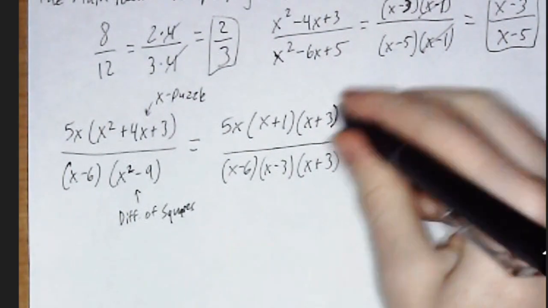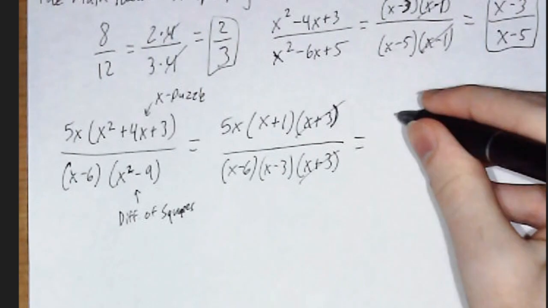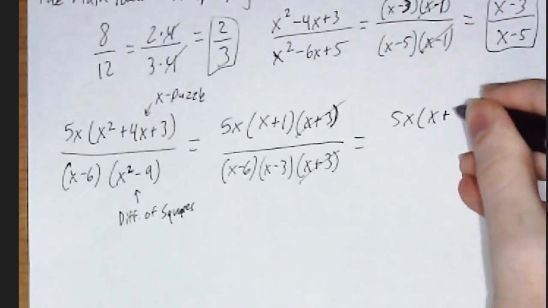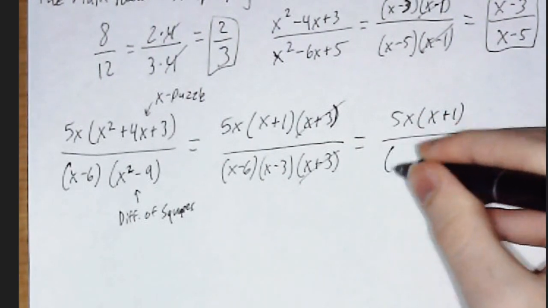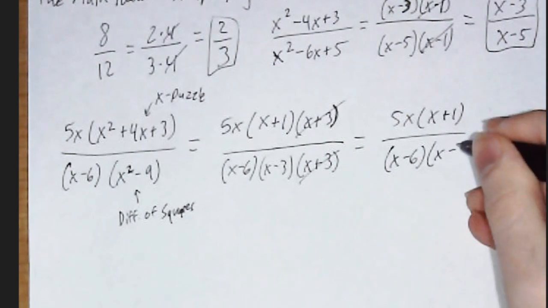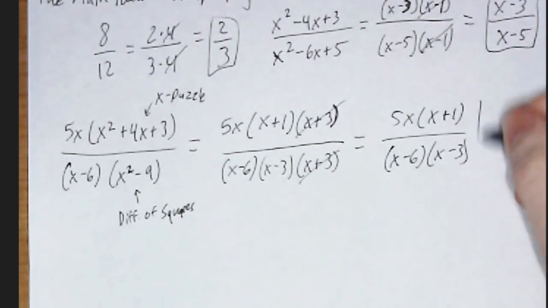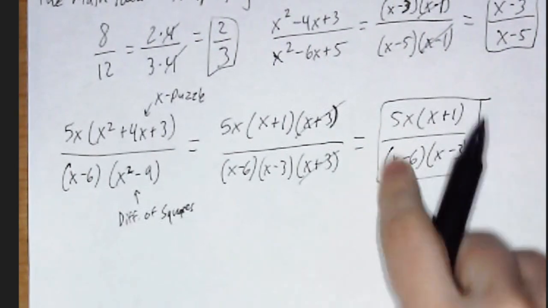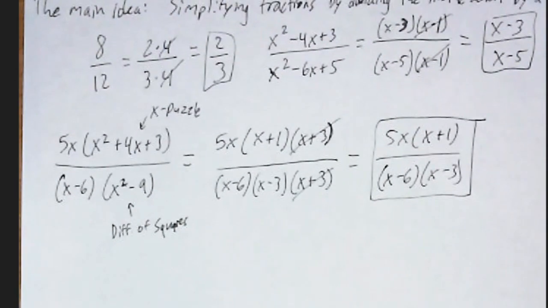So now, let's do that. Let's cancel this, and we're left with 5x, x plus 1, divided by x minus 6 times x minus 3, and that is our answer. We do not have to simplify this back out. However, you can if you want.